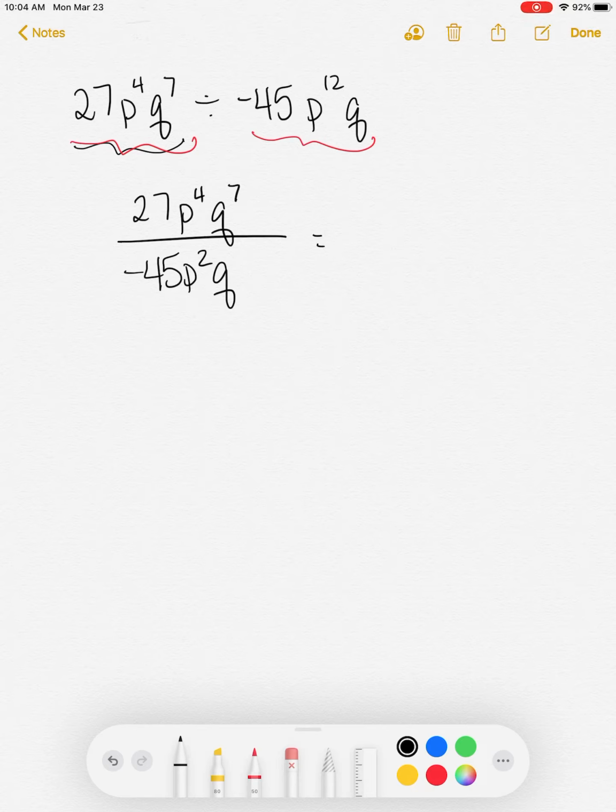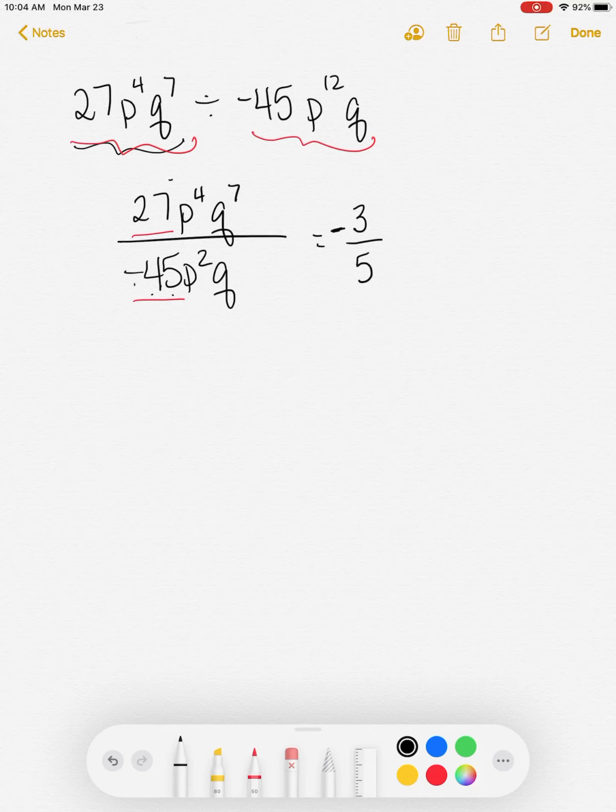We really haven't done one like this, but let's see what happens. Numerically, we have 27 and negative 45. I'm going to look to see whether these have any common factors. 9, I think, is the biggest one that I see. So 27 divided by 9 is 3, and negative 45 divided by 9 is negative 5. I'm going to put the negative out front here. It doesn't matter where it goes, as long as it makes my term negative, because a positive divided by a negative is a negative.